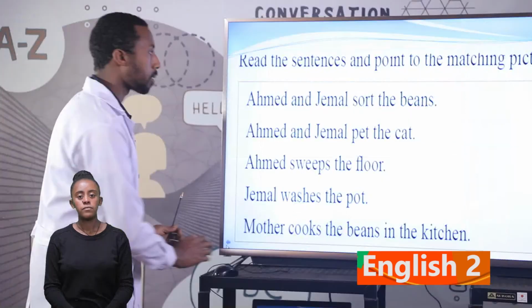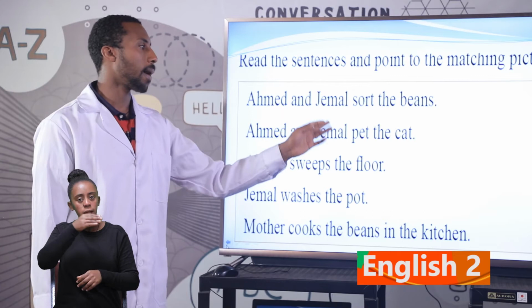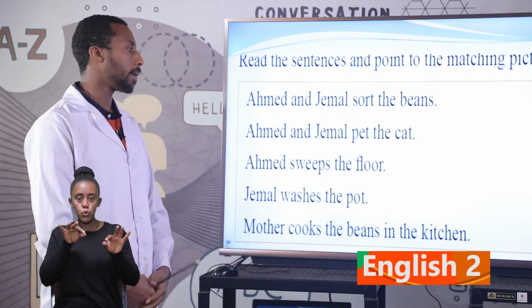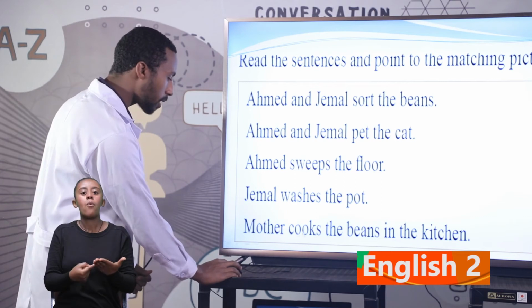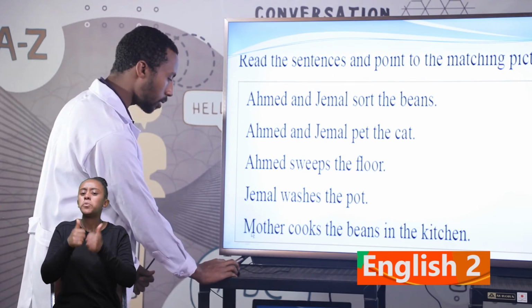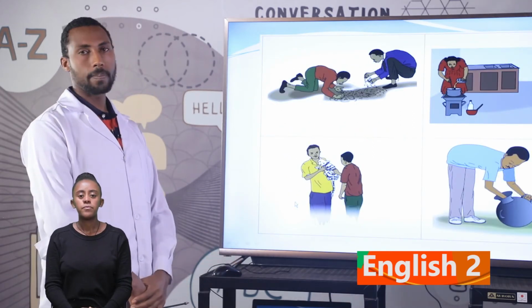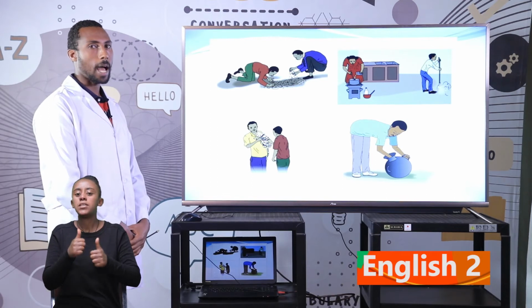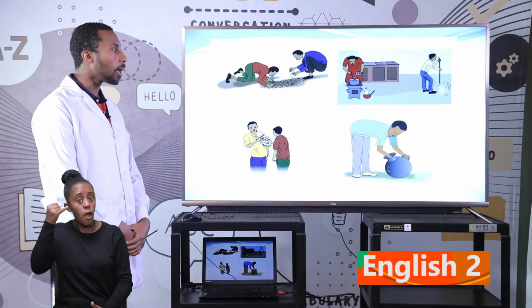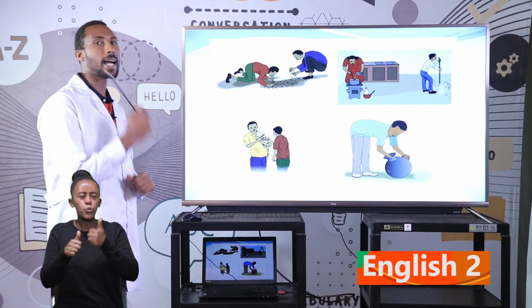Student, let me go back to the sentence. The first sentence, it says what? Ahmed and Jamal sort the beans. So, which picture describes the sentence? Look at it, student. The sentence says what? Ahmed and Jamal sort the beans. So, which picture describes that sentence?